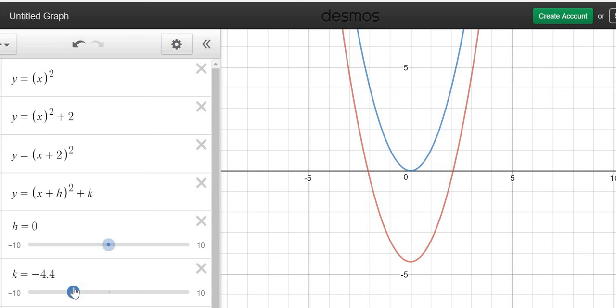Hopefully this clears it up for you that the left-right movement is counterintuitive, but the up-down movement is pretty much in line with what we expect it to be.